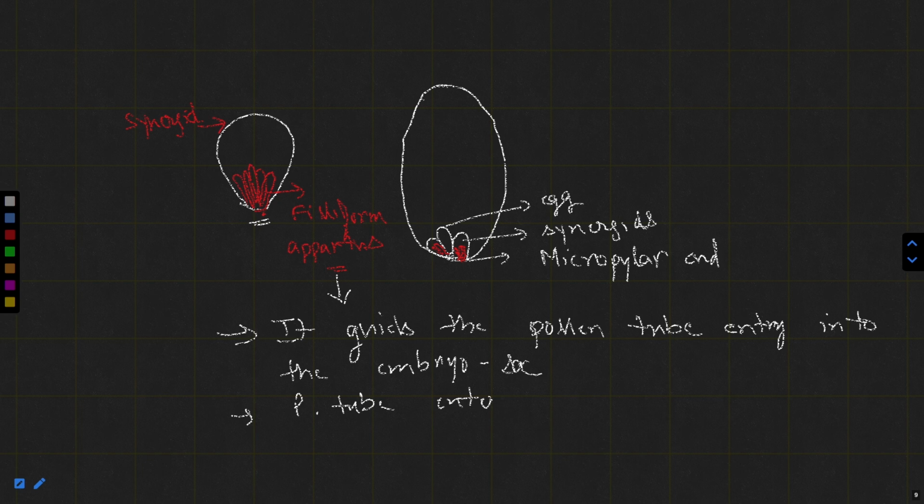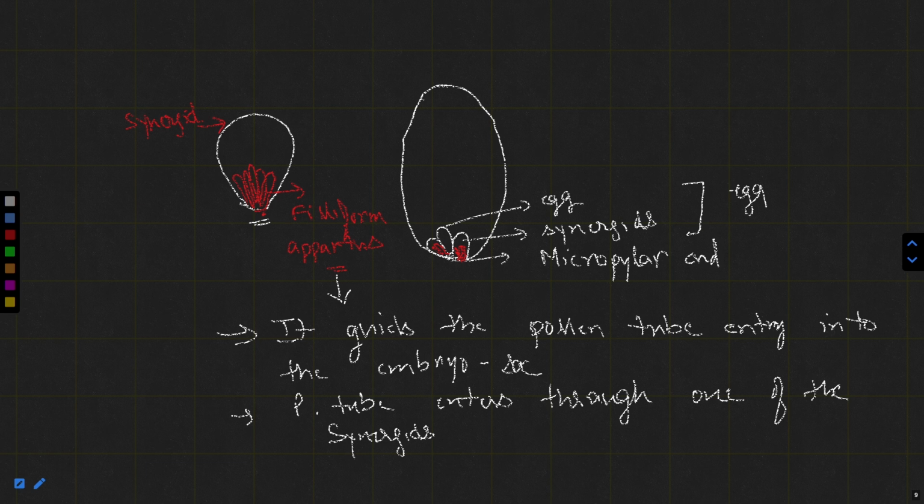The pollen tube enters through one of the synergids, and then it will release its contents, that are the two male gametes. Clear? So this egg cell and two synergids are present. This is known as the egg apparatus. Then we have the two polar nuclei in the center. These are the polar nuclei, and then we have the antipodals, which are present at the chalazal end.